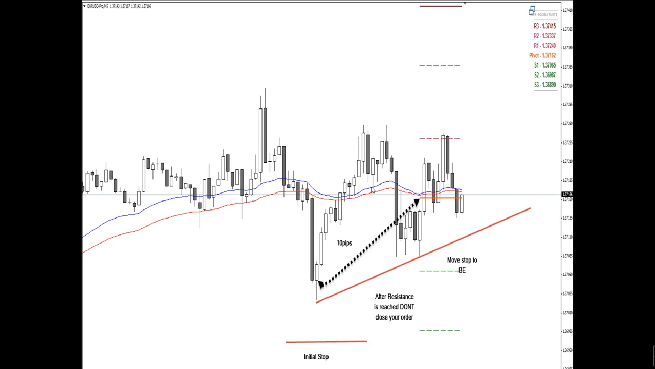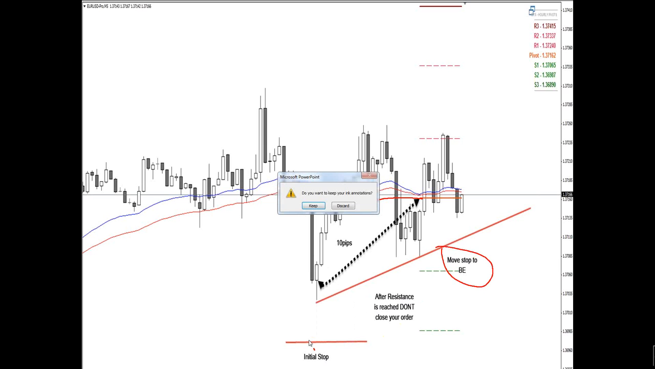Now, this is my entry, this is my target. Once the price hit my target, let's say that the price basically hit my target there, because this is the line for this hour, and this is the target. This is where I made 10 pips. Now, I won't close my trade. I would move my stop to break even.